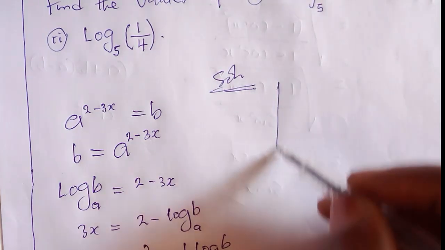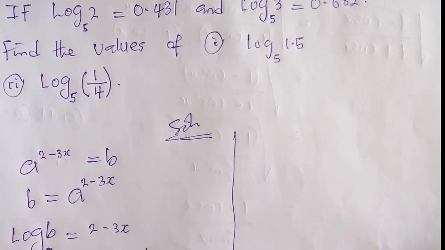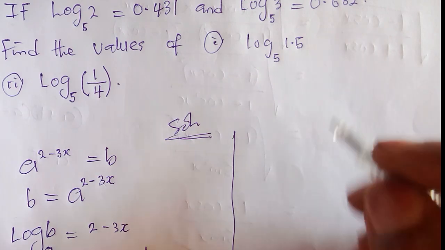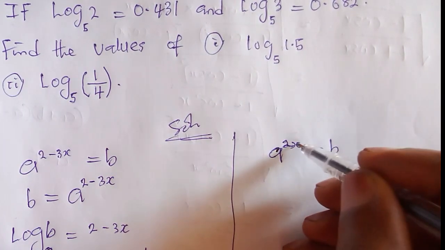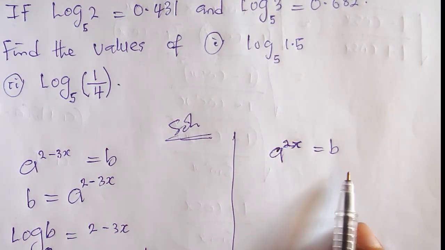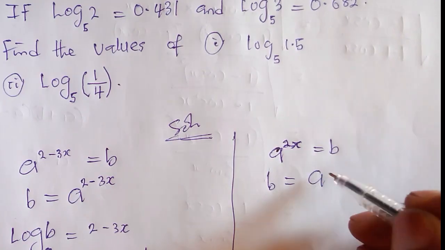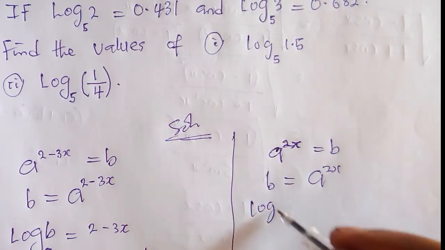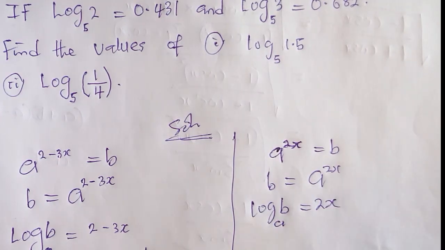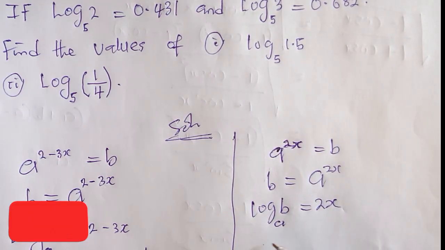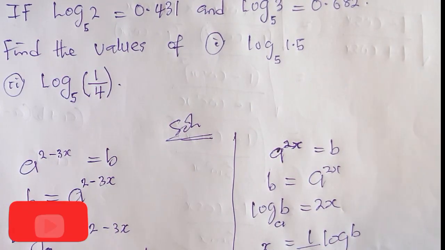Let's also solve for the second one, which is a raised to the power 2x equal to b. We're going to do exactly what we did there. To make it easier, we take b to this side, then introduce log b. a will become the base, equal to 2x. We're going to divide both sides by 2, so x will be 1 all over 2 log b a.